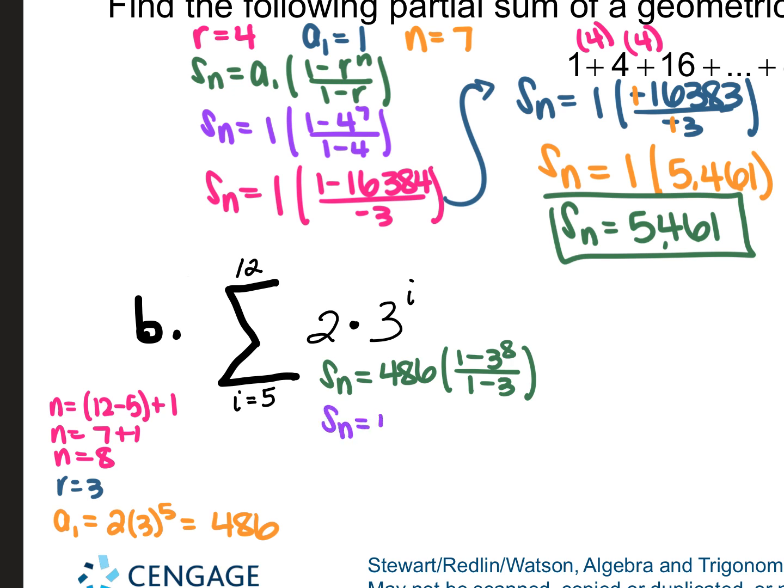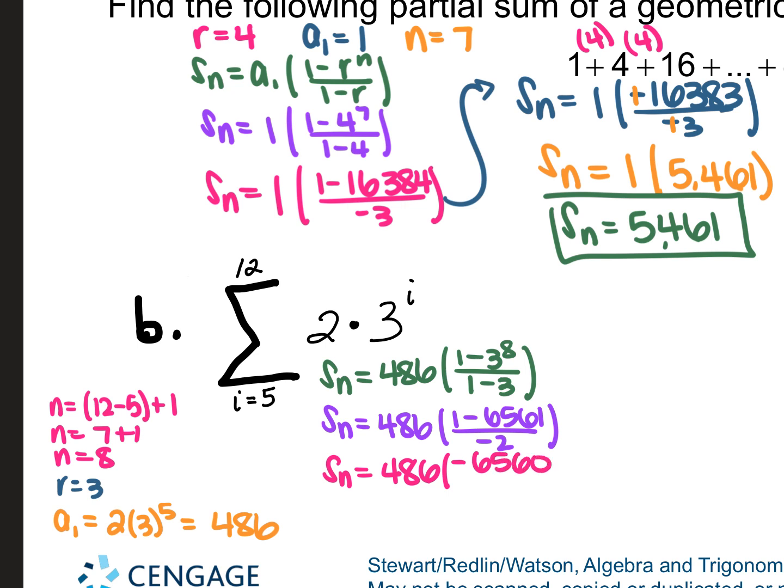This is going to simplify to give us 486 times 1 minus 3 to the 8th power, which is 6,561, over 1 minus 3, which is negative 2. Subtract on the top of your fraction. You're going to be left with 486 times negative 6,560 divided by negative 2. Double negatives turn to positives. 2 goes into the 6,560 3,280 times. So you're multiplying that 3,280 by 486, which is going to give us 1,594,080.